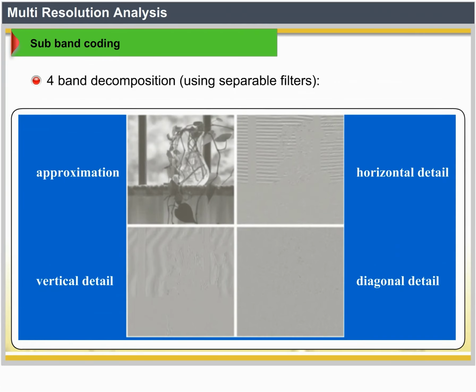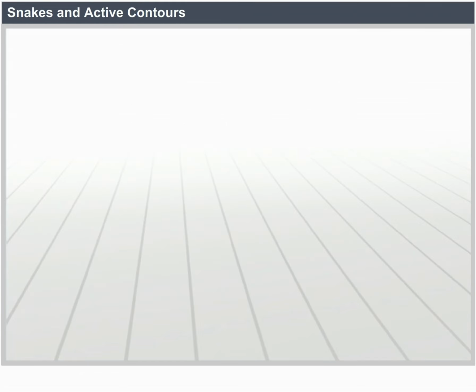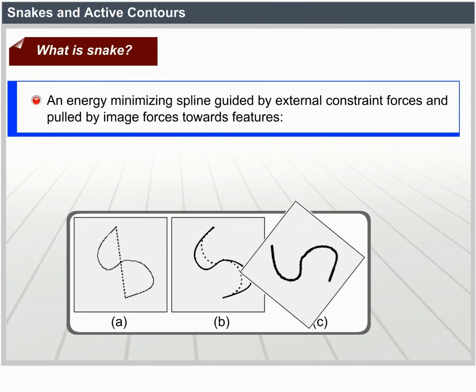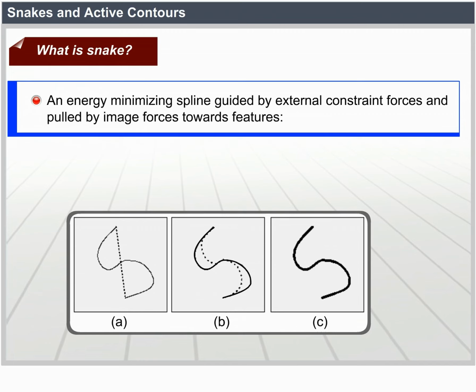Snakes and active contours. What is a snake? An energy-minimizing spline guided by external constraint forces and pulled by image forces towards features. Applications: edge detection, subjective contours, motion tracking, stereo matching.